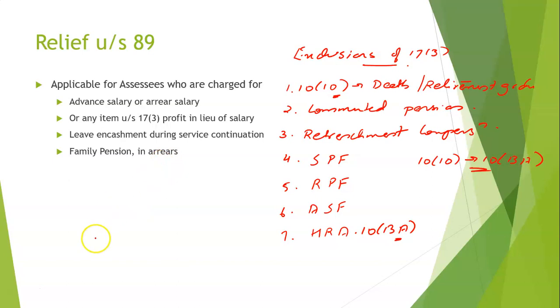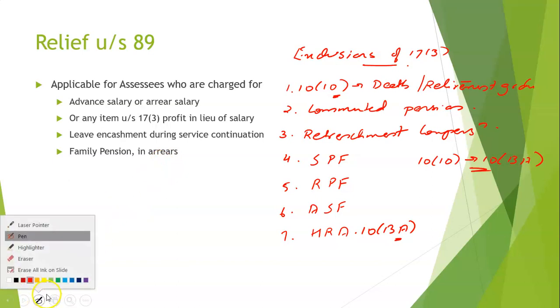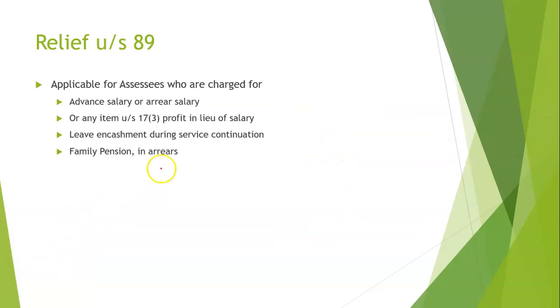So yes, that's item number 2. Item number 3. Leave encashment received during service continuation. In case an assessee receives leave encashment during service continuation, then he can take relief under section 89. But then if it's during termination, no, not available. Only during service continuation. And finally, any family pension which is received in arrears. So an assessee who receives these items.